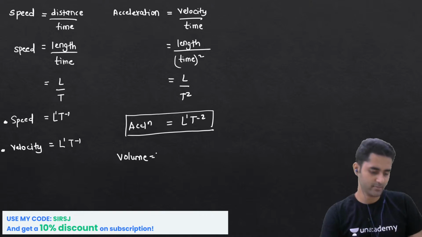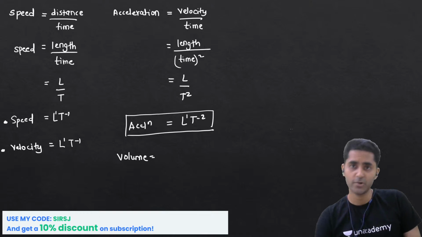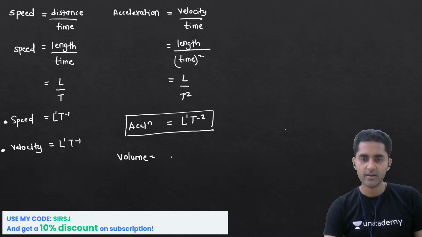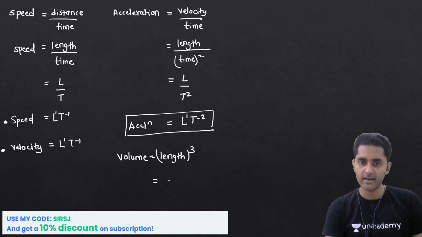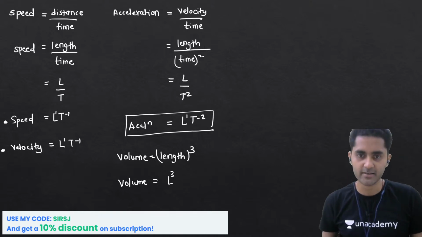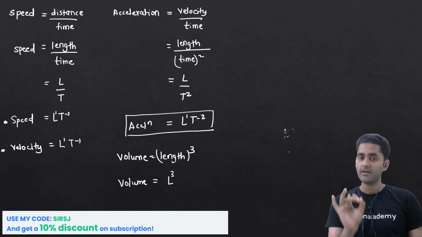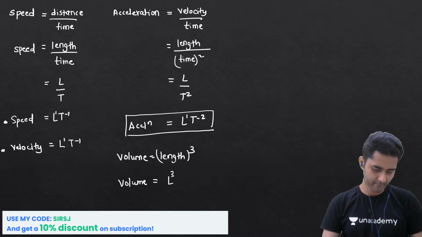What is the formula for volume? Tell me, what is the formula for volume? Volume is length into breadth into height, or if I consider a cube, it will be length cube. Length, breadth and height all are fundamentally length only. So I can just write length into length into length, or simply length cube, or I can write L cube. So your volume depends on one fundamental quantity, and that is length only, right? But it depends on power 3 of length. Just try to see the powers.